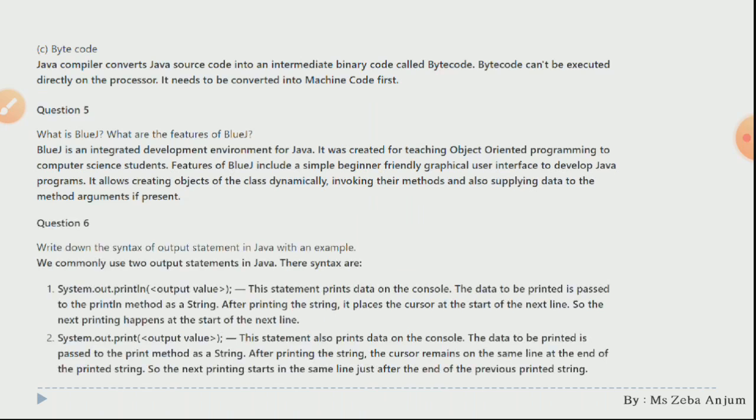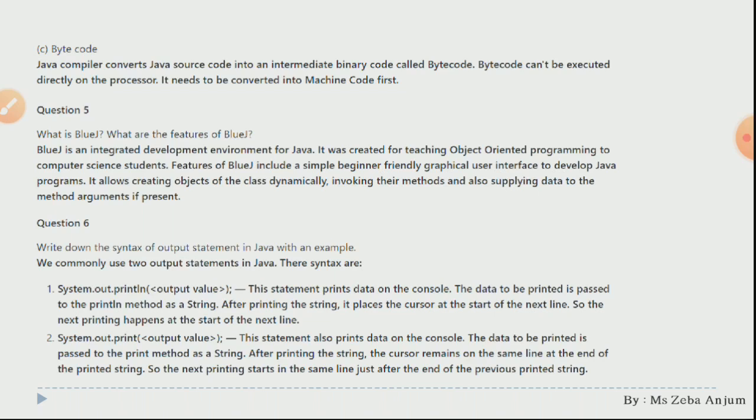Okay, see question number 6. Write down the syntax of output statements in Java with an example. Now two basically types of output statements we are having. One with your new line, second one without your new line. Okay, so see, first one we are having System.out.println. It is with the new line. Yes, so you please read out the content over there also. It is very simple, you can directly understand this thing.